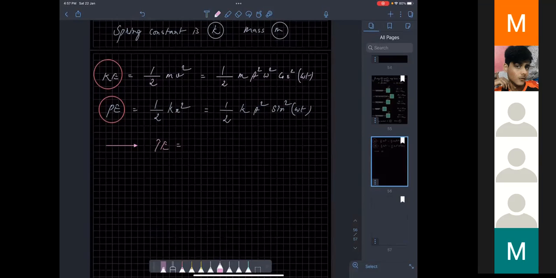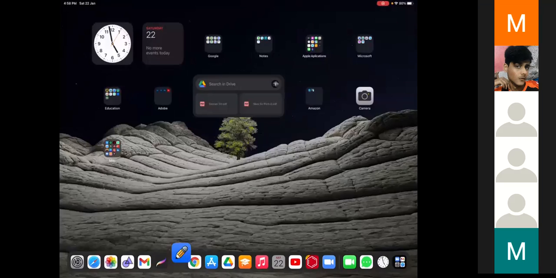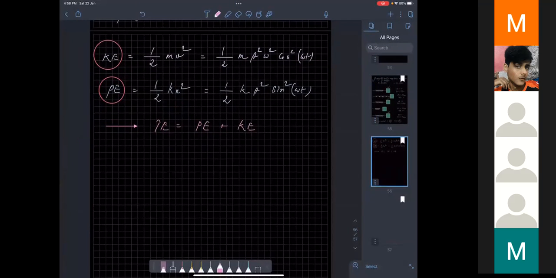What is total energy? Potential energy plus kinetic energy, right? Following? Yes. Okay. Now let us just try to find out what total energy is.